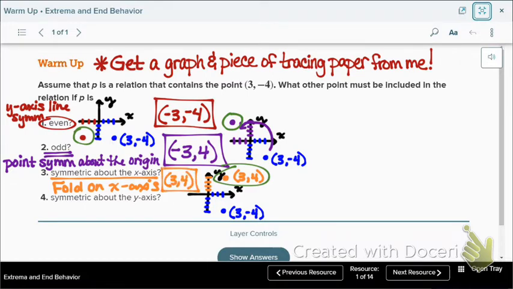What about the very last one? Symmetric about the y-axis. Where's it going to go? So that means we're going to fold it on the y-axis. Didn't we do that already? This is exactly the same as which other one? First one. These are the same. So where's that point going to move to? -3, -4. Awesome. All right.